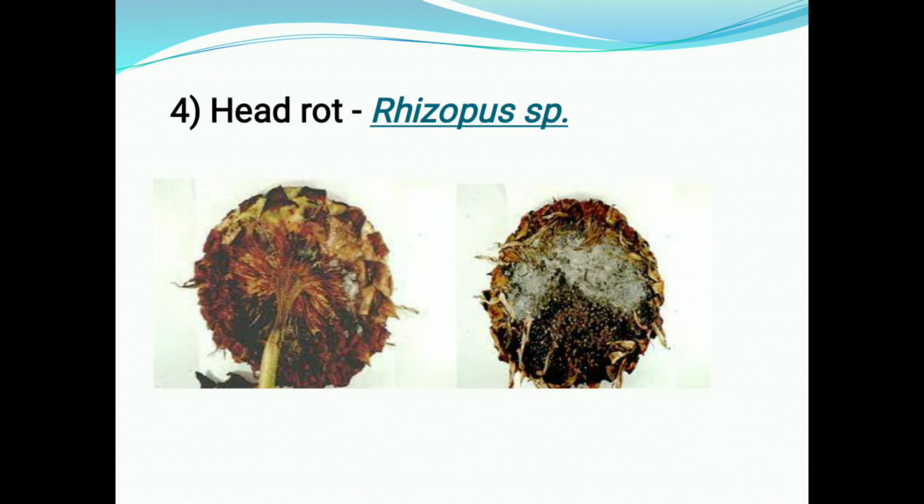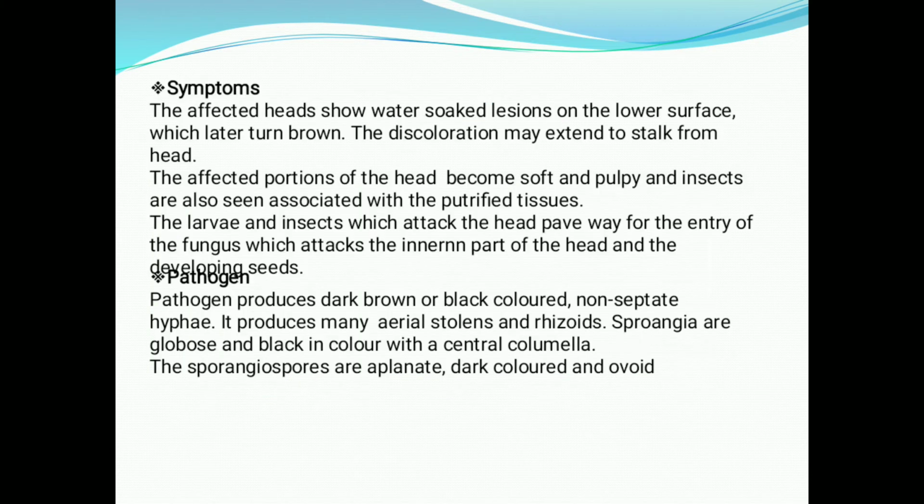Head rot, which is caused by Rhizopus species. The infected head shows water-soaked lesions on the lower surface which later turn brown. Discoloration may extend to the stalk from the head. The affected portion of the head becomes soft and pulpy, and insects are also seen associated with the rotting tissues. The larvae and insects which attack the head pave the way for entry of the fungus, which attacks the internal part of the head and developing seeds.